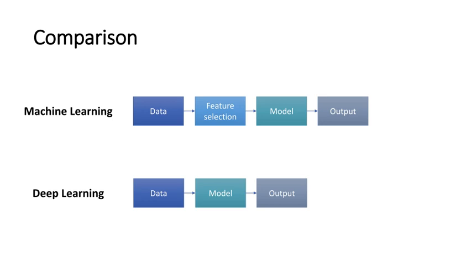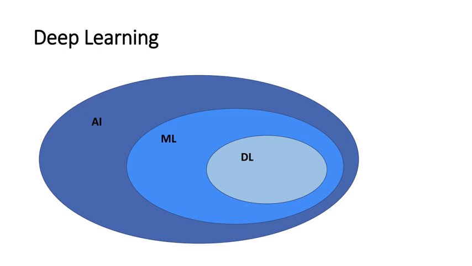So what is basically the comparison between machine learning and deep learning? You have in both cases a data set. In machine learning you have to select the features by yourself, then select the model and train it, and then you have output. In deep learning you have just a data set, you just take a neural net and then you have output, a prediction. So the feature selection is removed in this case. Deep learning is a subset of machine learning, and machine learning itself is a subset of artificial intelligence.